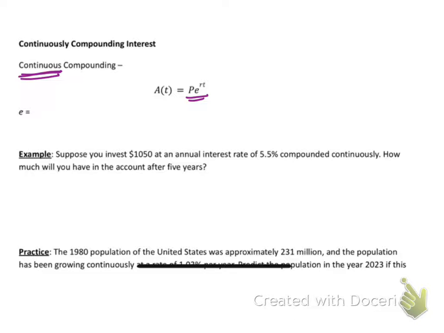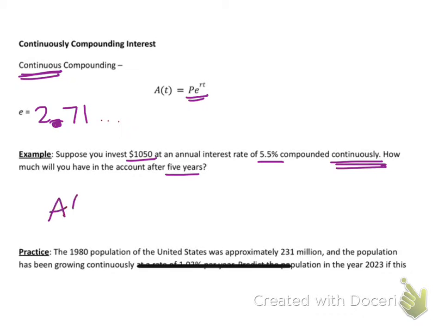E is a button on your calculator. It stands for 2.71 something, something, something. So just like pi is an irrational number, E is an irrational number. E, you will never estimate it. You will always use the exact button on the calculator. So it says, suppose you invest $1,050 in an annual interest rate of 5.5% compounded continuously. There's that vocabulary word. How much money will you have in the account after 5 years?